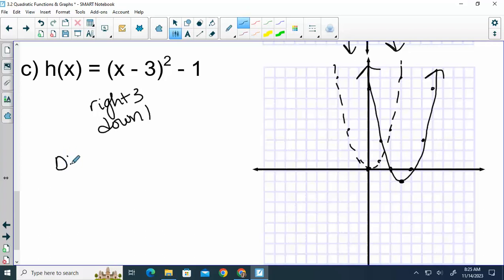Domain? Range? Okay, good. So this is great if it's written in that vertex form. Then we can easily look at it and do our transformations.